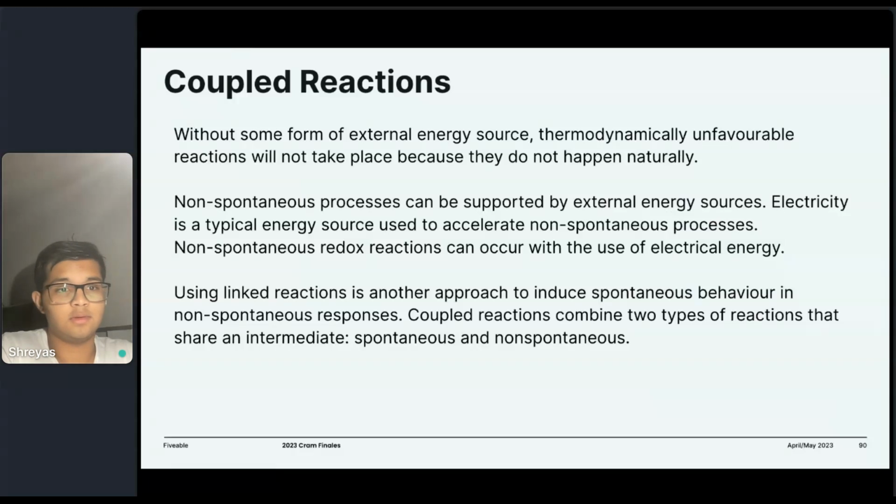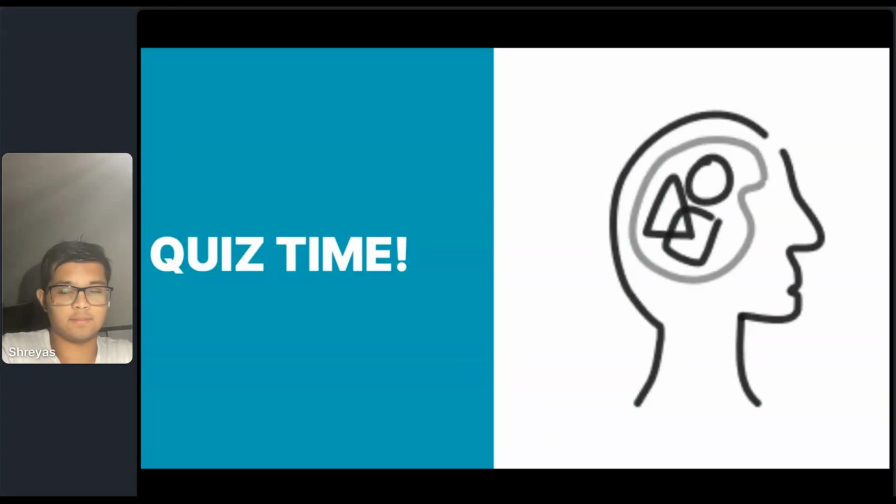And usually we can do linked reactions, and that's coupled reactions, which is another approach to induce spontaneous behavior in non-spontaneous reactions. Coupled reactions basically combine two types of reaction that share an intermediate, a spontaneous and a non-spontaneous. So now it's quiz time, and let's get started.